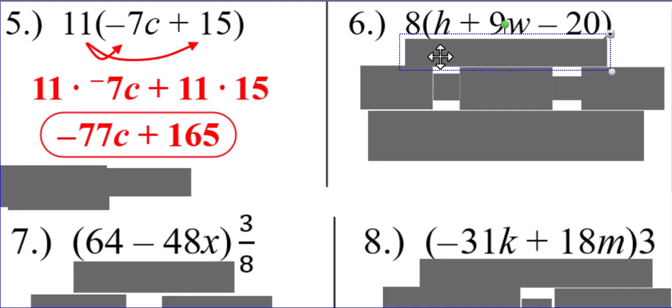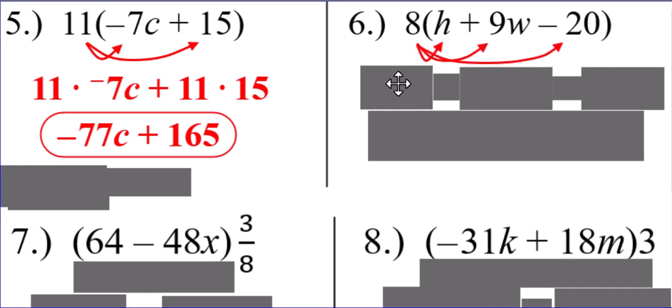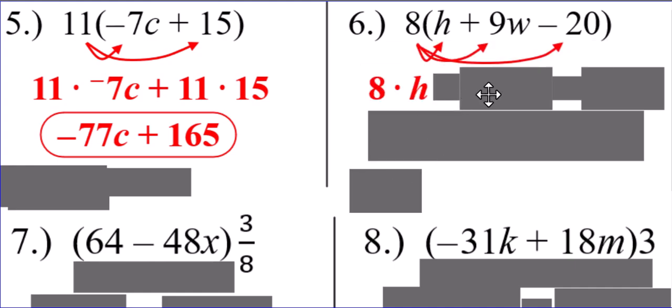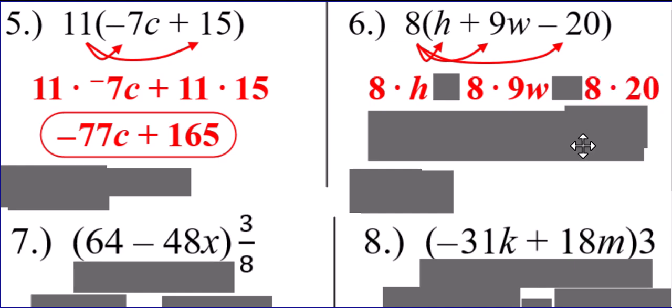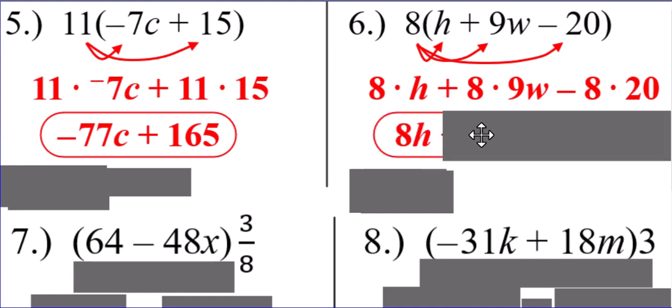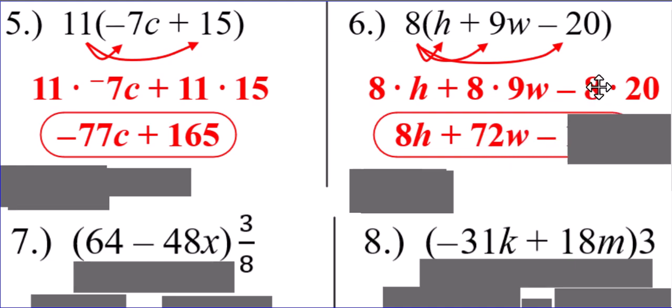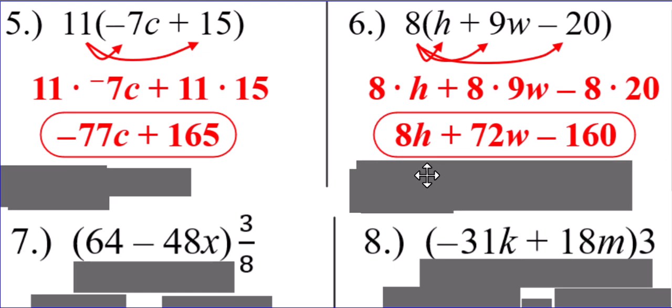Problem number 6. There are 3 terms on the inside, so we're going to take 8 times h, 8 times 9w, and 8 times 20. And we're going to keep the addition in between here and the subtraction in between here. Let's go ahead and multiply. 8 times h is 8h. Bring down the plus. 8 times 9w is 72w. Bring down the minus. 8 times 20 is 160.